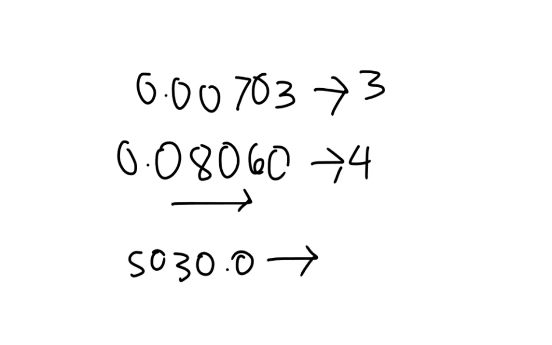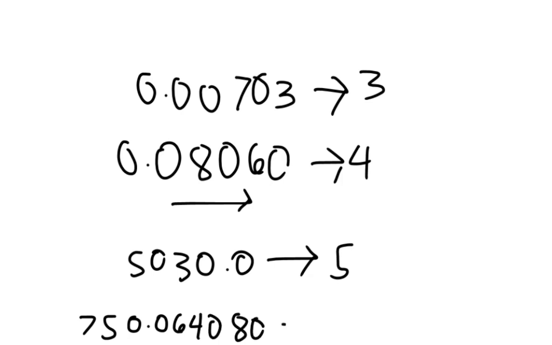And what if we have this? What we're going to do here is just count all of them. So we got 5. That's our answer. So, let's have a much bigger number: 750.06408. We're just going to count through, and we include the 0 from the right because there is a decimal.